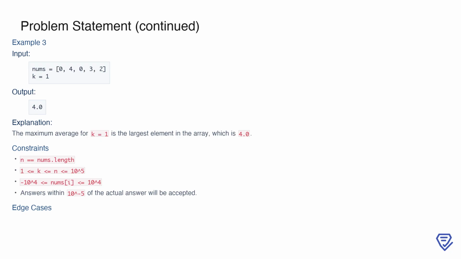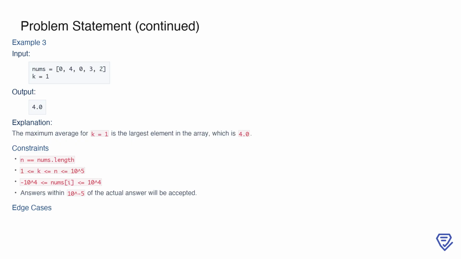Now, in the third example, we are given the input array 0, 4, 0, 3, 2, and k equals 1. When the subarray length is 1, we are essentially looking for the largest single element in the array. Among the elements, 4 is the largest, so the maximum average is 4.0.